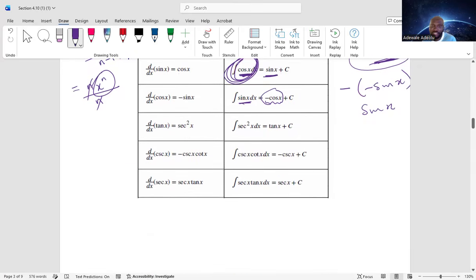So which means the integral of sec squared of x is tangent of x. Again, how do we know? If you take derivative of tangent of x, it will surely give you sec squared of x, and so on and so forth. Okay.